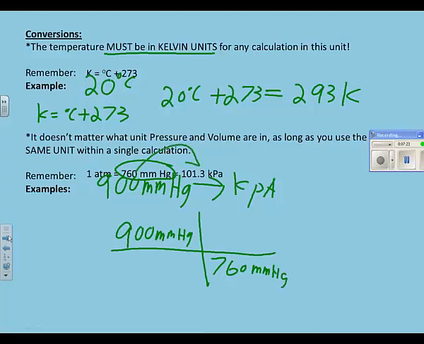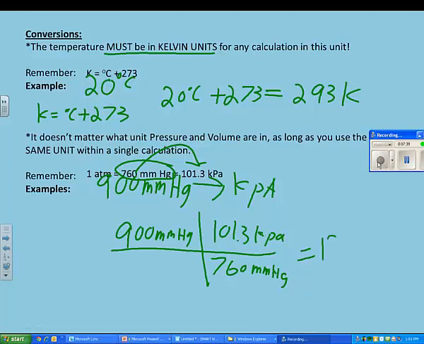760 millimeters of mercury equals 101.3 kPa. And these values are on your formula chart. They're just kind of weird. I'll show you where they are in class. Anyways, you do that math, just like you've been doing for a couple of units now, and you get 120 kilopascals. Okay, so that's all for this one.